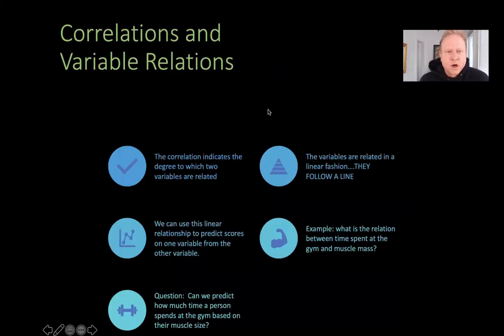Now, moving right along, let's talk about correlations and variable relations. So the correlation is going to indicate the degree to which two variables are related. Now, the variables are related in a linear fashion, meaning they follow a line, the lines that we saw on the slide before. We can actually use this linear relationship to predict scores on one variable from the other.